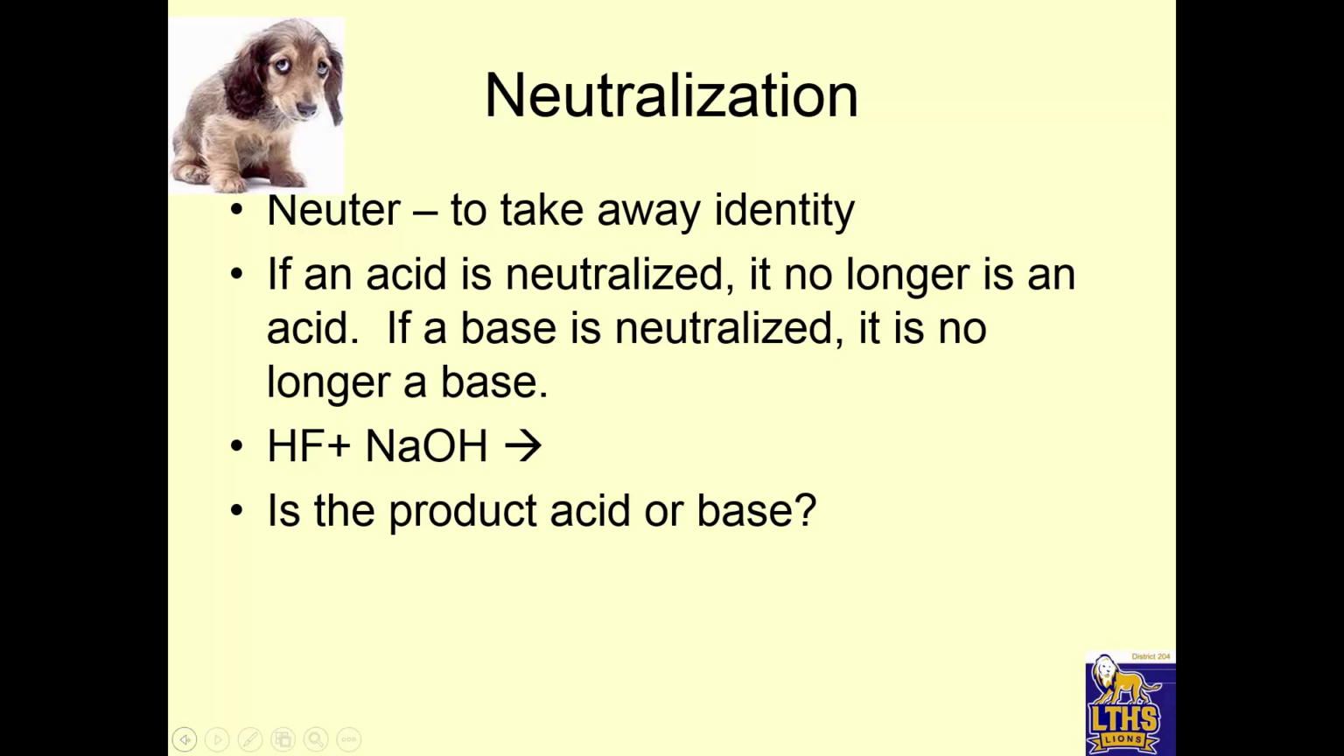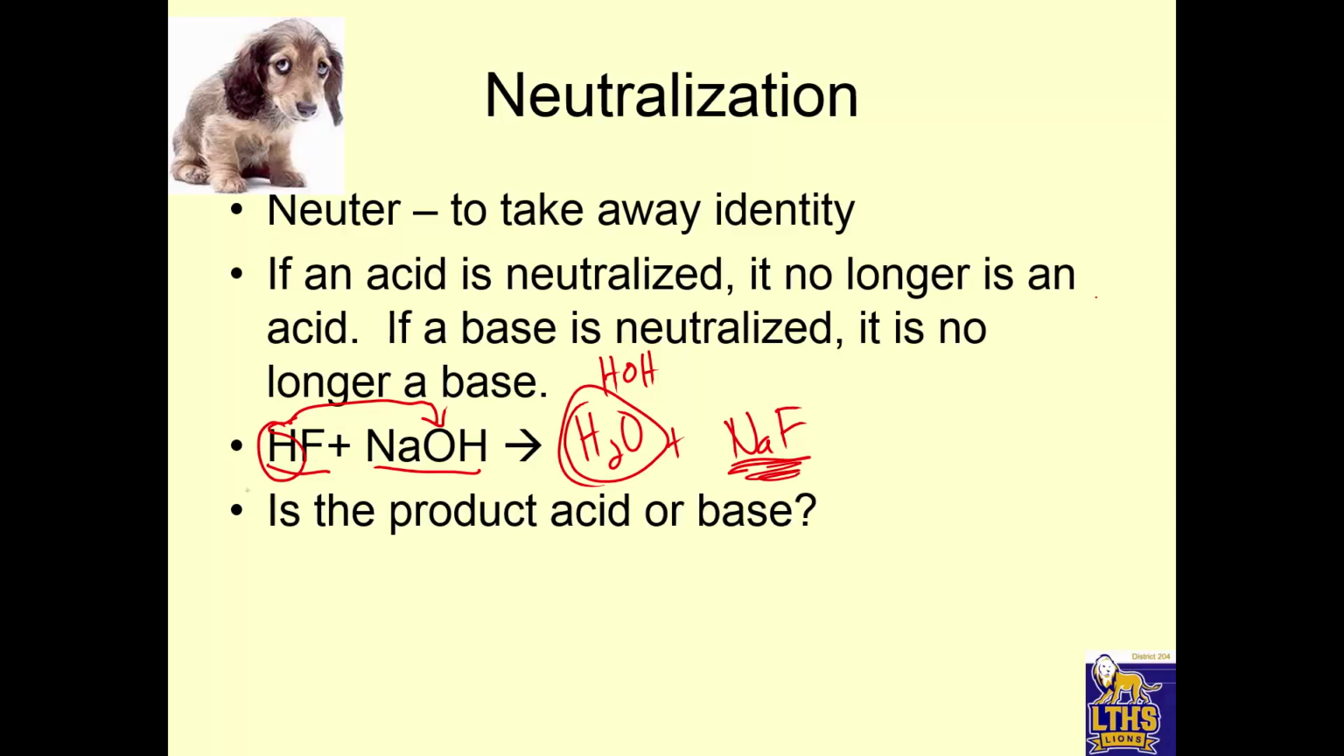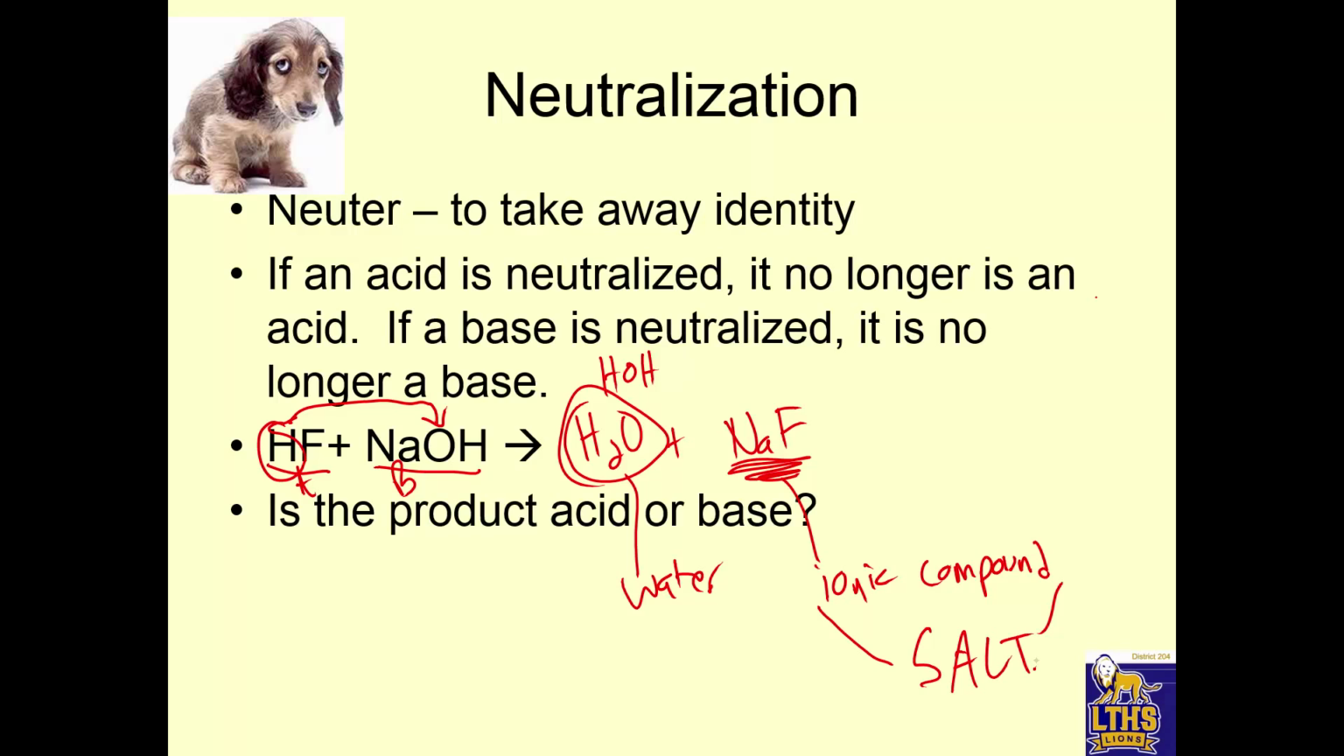There we go. So HF plus NaOH. What I get, my H, remember H's and OH's love each other like the people in the stairway, and they get H2O. You can also write it HOH if it makes you happier, plus NaF. Now remember, our water is not an acid or a base for us, and this isn't an acid or a base. So what happens is I started with an acid and a base, and I ended with water, and then this is an ionic compound, which is really called salt. So I get water and a salt.